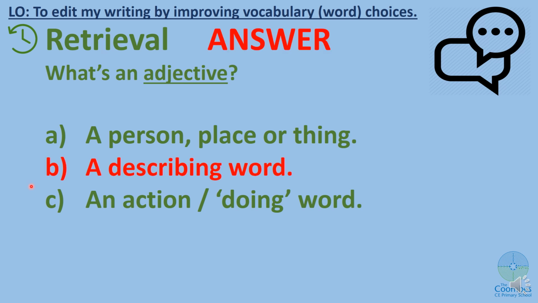B is a describing word, and it's words that describe a noun. So they are words that describe the person, places, or things. So we're going to be adding lots of description words into our writing today.